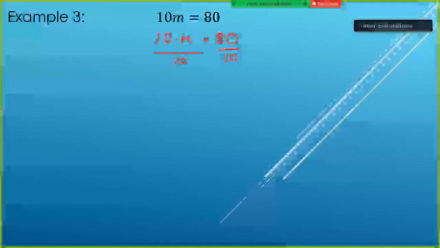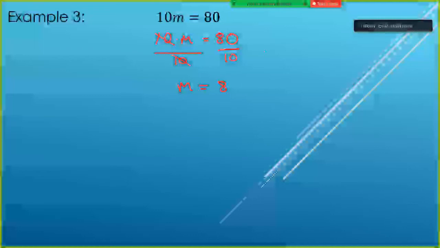So I need to divide both sides of this equation by 10 to get rid of that 10 times m. So 10 over 10 is 1. Remember, anything divided by itself is 1. So I'm going to cross those out and cancel them. Because technically what we have here is 1 times m. On the right side, we've got 80 divided by 10. That's 8. So here's our answer. m is equal to 8.